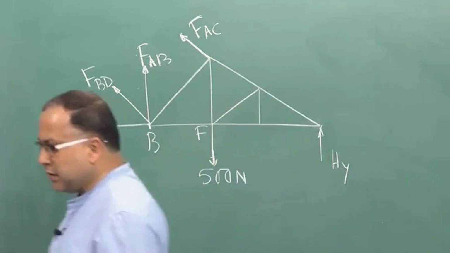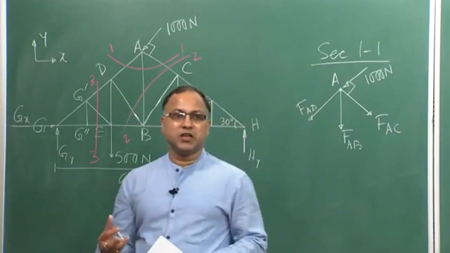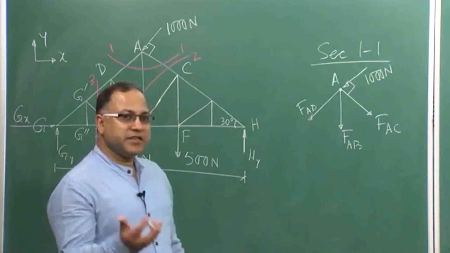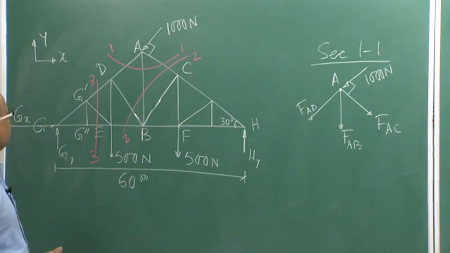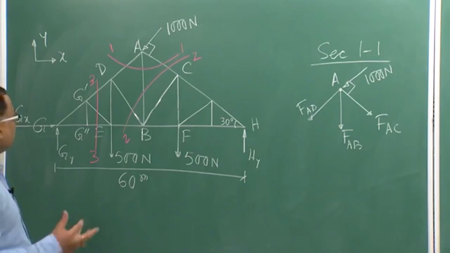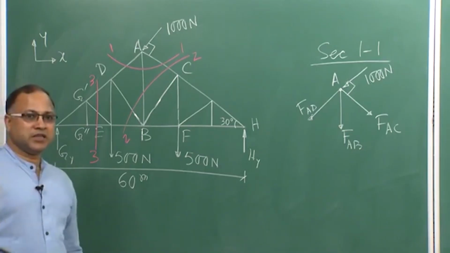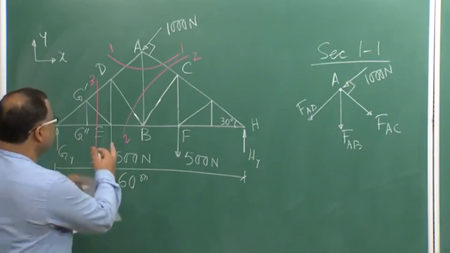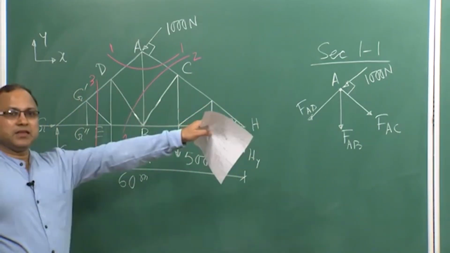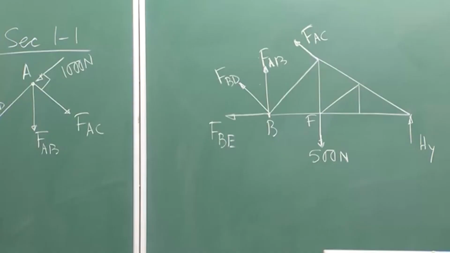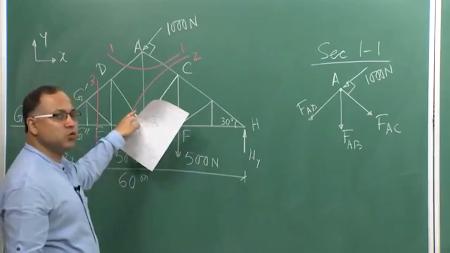So, this is the right side of section 2.2. If you look, section 2.2 is cutting 4 members, as I told you: member AC, member AB, member BD and member BE. So, these 4 members are getting cut by section 2.2. If I take the right hand side of section 2.2, then it will look like this. That is my free body diagram of the right hand side of section 2.2.